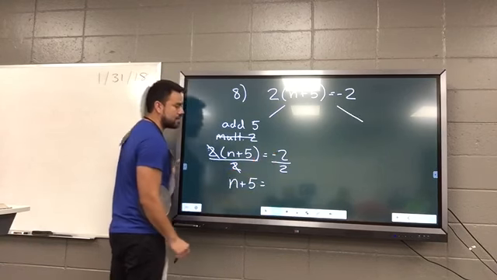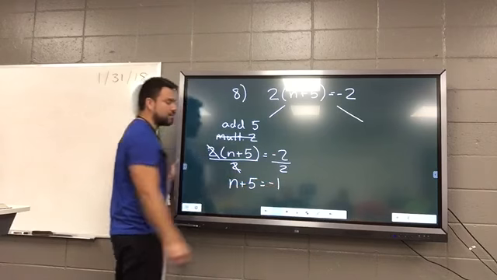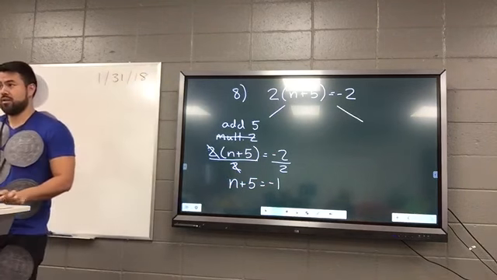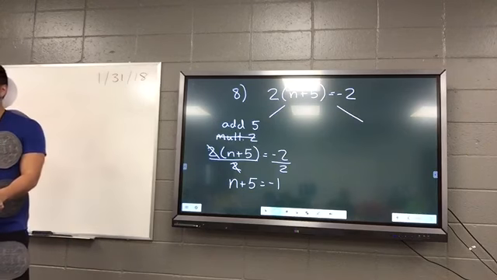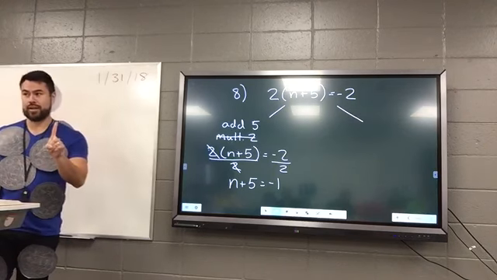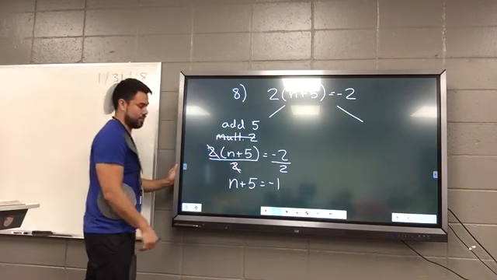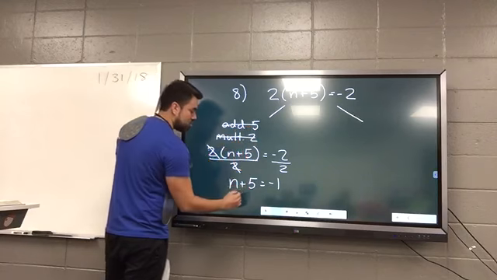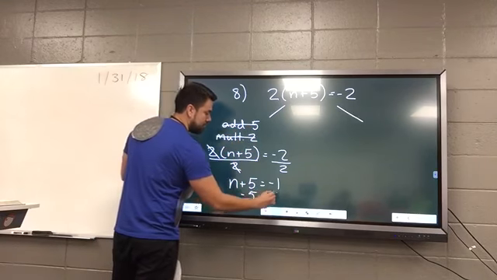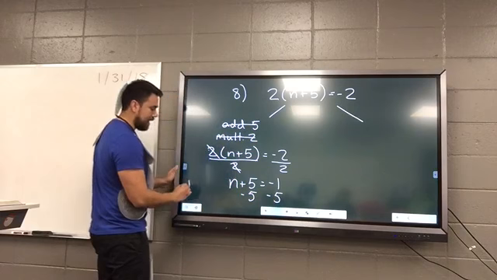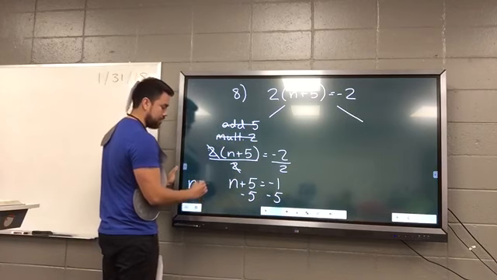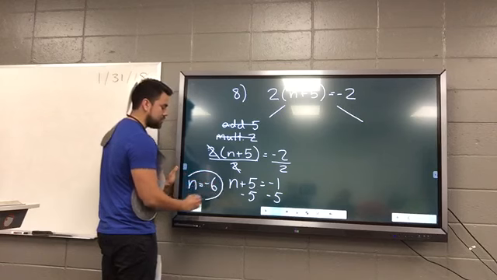And then what's on the right side? What's negative 2 divided by 2? Sorry, negative 2 divided by 2 is negative 1. All right, how do you undo addition of 5? So I'm going to subtract 5 from both sides. And I get n equals negative 6. Okay, that's my answer for that.